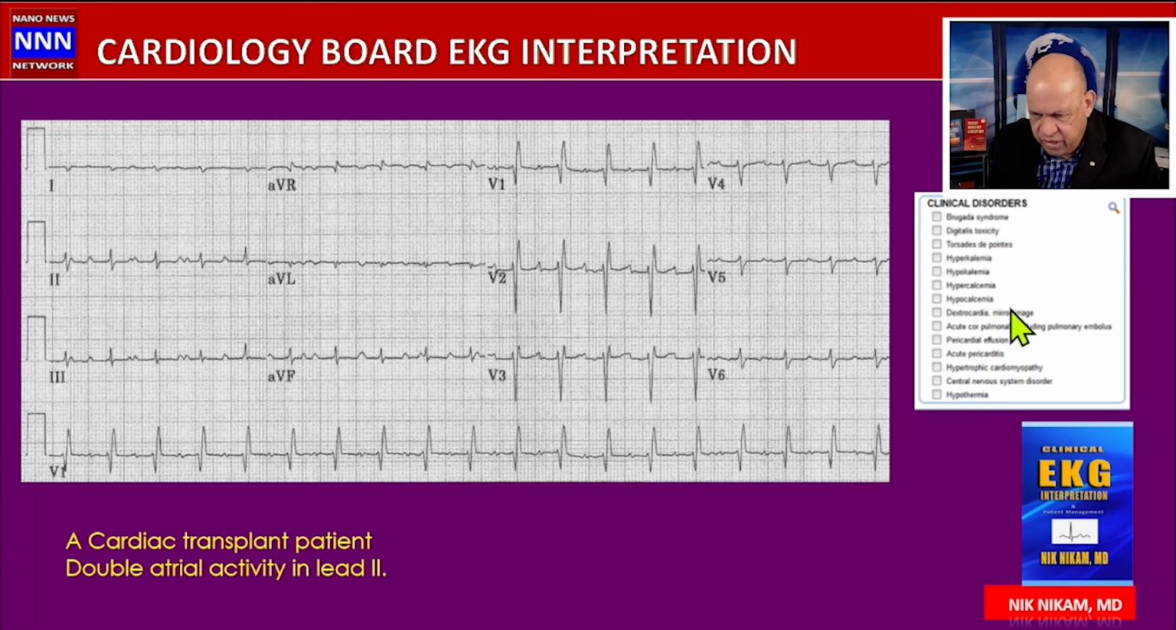Of course, it's not on this list here. This is like a bonus electrocardiogram. But as a cardiologist, sometime in your practice, you're going to come across a cardiac transplant patient whom you may be following in your office. And when you do an EKG, remember, you can see two atrial activities because part of the patient's original left atrial wall is left along with the atrial wall from the donor, which is attached to that.